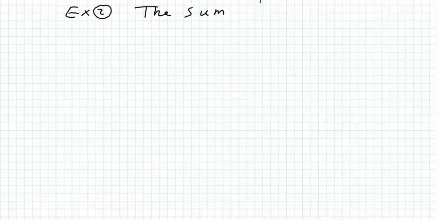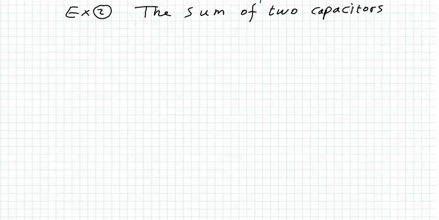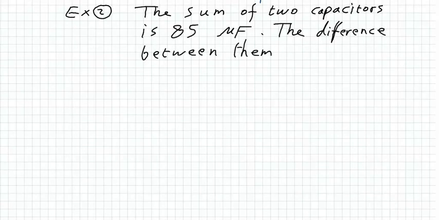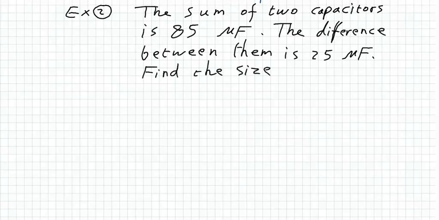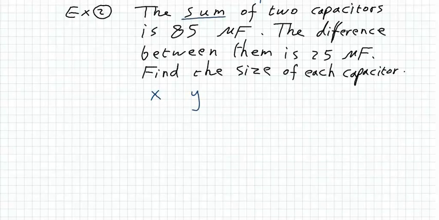says the sum of two capacitors is 85 microfarads, and the difference between them is 25 microfarads. The question is, find the size of each capacitor. When we read this problem, we will understand that we have two different capacitors, x and y.